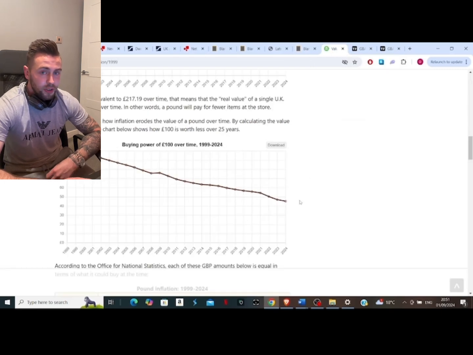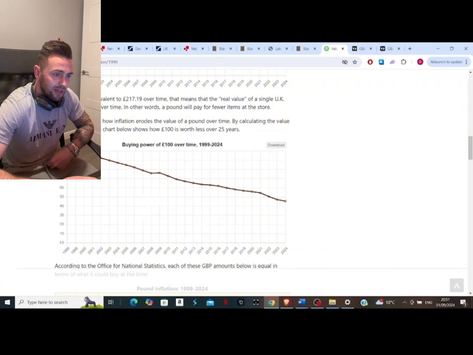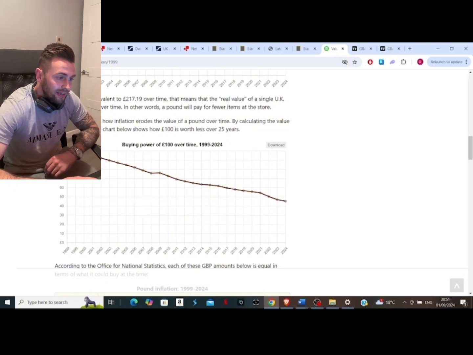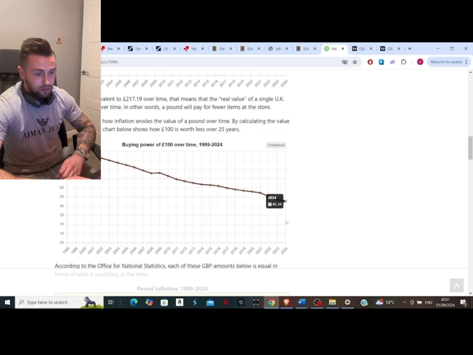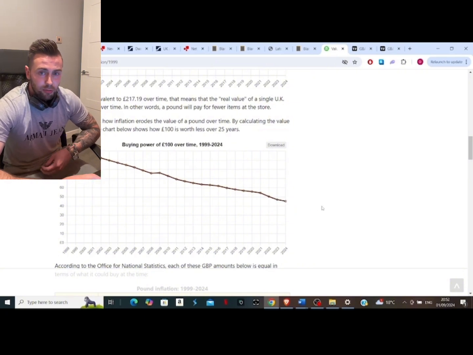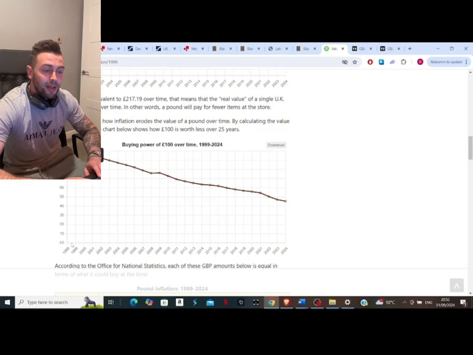Now, according to official government figures, and they're always massaged to make the government look as good as possible, £100 in 1999 is the same as £45.34 in 2024. Now, I think we all know that's not true. There's no way. You all do your own shopping. I'm sure you've seen house prices, holiday prices, car prices. You know that since 1999 to now, things have more than doubled, a lot more than doubled. So we know this isn't true. But they're the figures we've got, and that's what we're going with.